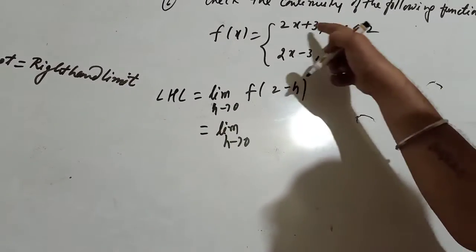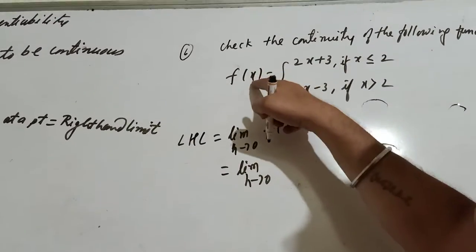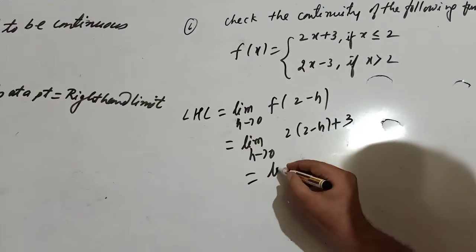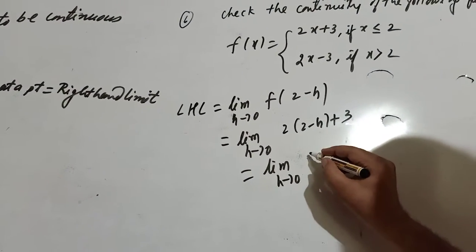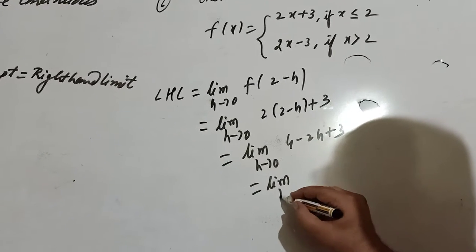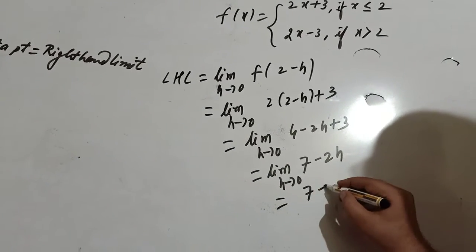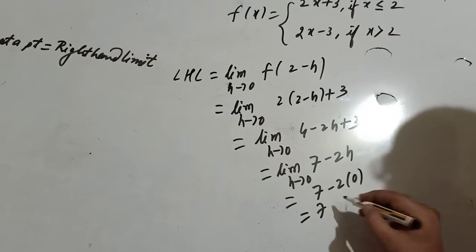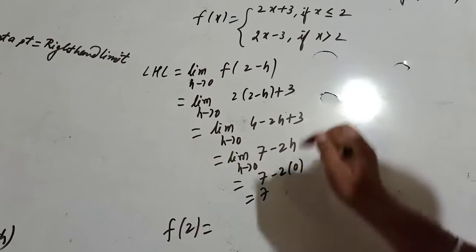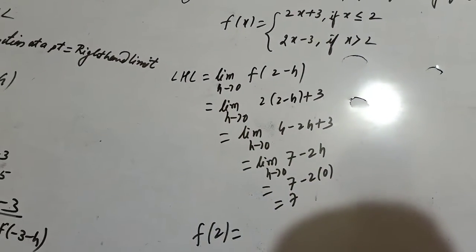So this function says that, focus on this, f of x is 2x plus 3. So f of 2 minus h, 2 into 2 minus h plus 3. So this is limit h tends to 0, 4 minus 2h plus 3. So limit h tends to 0, 7 minus 2h. We cannot solve further. So this is 7. Now f of 2 equal to 2, this function will be taken. This time you cannot take this function. In the previous question you were getting only one function.